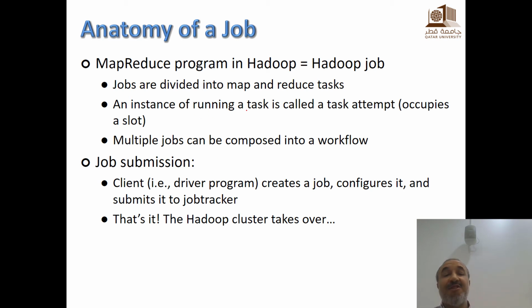Now, an instance of running a task is called a task attempt. Remember, the job will be divided into tasks. Each task will be assigned to a worker or a node. Okay? When it runs, it's called a task attempt. It might fail, so we'll have to assign another task attempt, the same task, but another attempt of it, maybe at a different node. Okay, that's why it's called a task attempt.